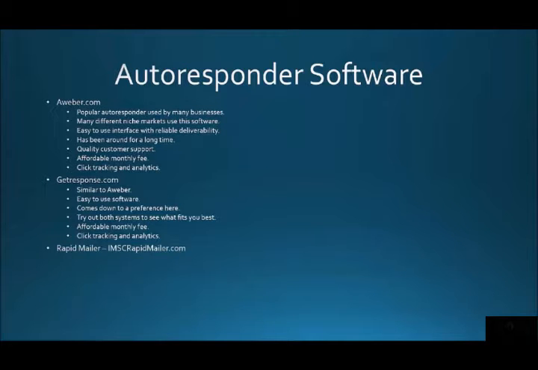Here's another one. This one's a little more complicated for those starting out. It is a simple to use software, but it's called RapidMailer, which can be found at imscrapidmailer.com. It's an autoresponder service that you set up on your own server. So you're not paying a monthly fee. You buy the software for a one-time fee of, I believe, 47 or 67, but there are no monthly fees.